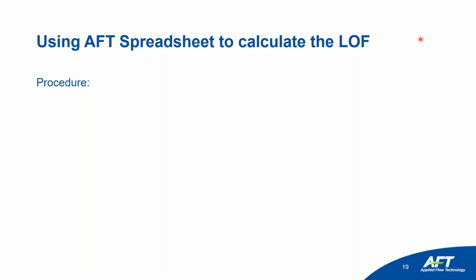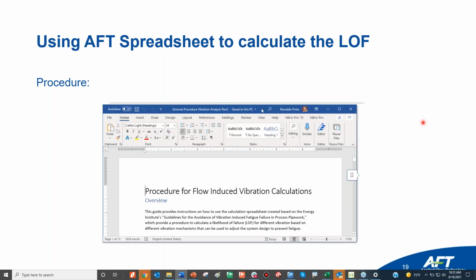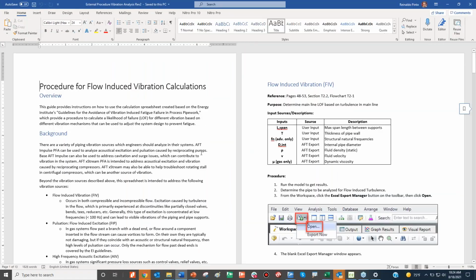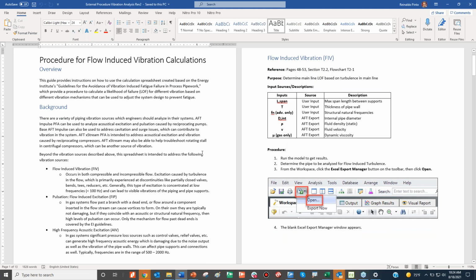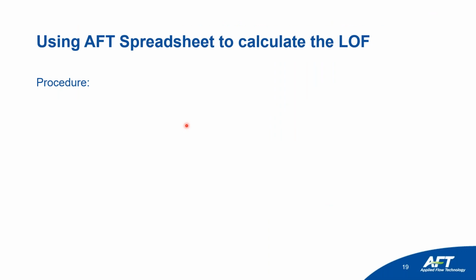All the instructions and everything for the spreadsheet will come with an instruction manual that is basically a description for each type of vibration calculation method, and we'll be following the procedure that is already given to you in this instruction manual for the use of the spreadsheet. So let's start. Procedure. How to use your spreadsheet in AFT.